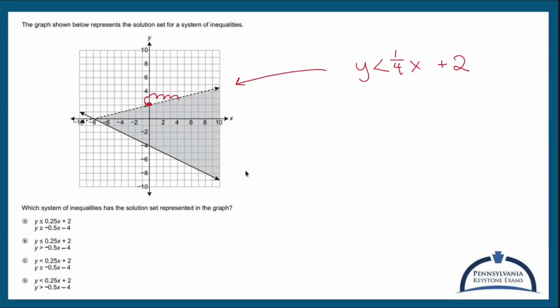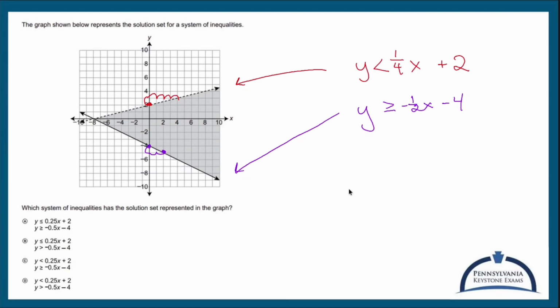That solid line is going to be solid, and it looks like I'm shading above it. So I'm going to write y is greater than or equal to, because it's solid and I'm shading above. It goes through -4, so my y-intercept is -4, and my slope is negative, down 1 over 1, 2, so negative 1/2 x minus 4.